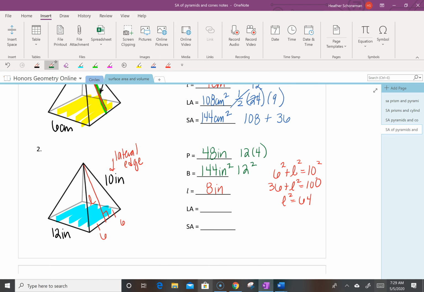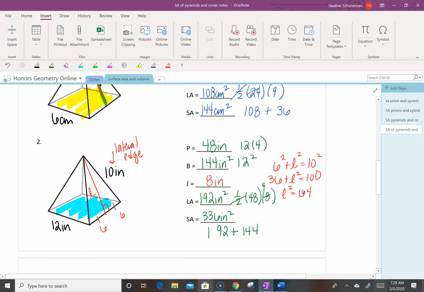All right, lateral area. Lateral area is going to be 1/2 times your perimeter times your slant height. Take half of one of the numbers. It doesn't matter which one. And that gets you 192 inches squared. Total surface area is your lateral area, plus we just shaded one base, so we're going to add on the one base, and I get 336 inches squared.